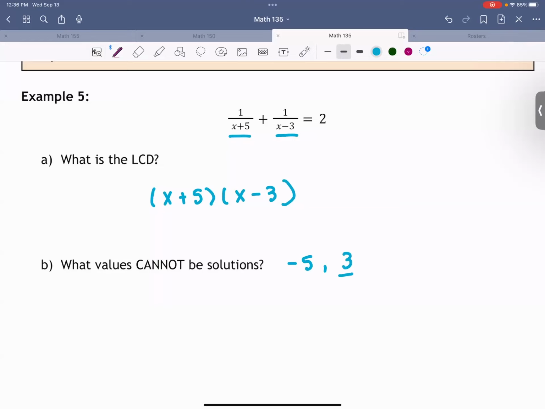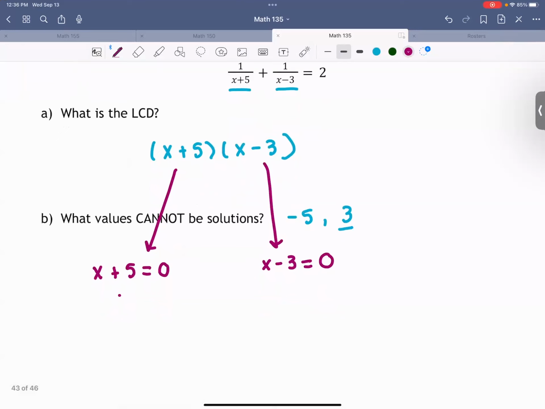A trick to doing this is to take your LCD, take each part of it and set them equal to 0. So x plus 5 equals 0 and x minus 3 equals 0. Okay. Once you do this, you can solve. You can subtract 5 on both sides to get x equals -5. You can add 3 on both sides and get x equals 3. And those are the things that cannot be solutions.